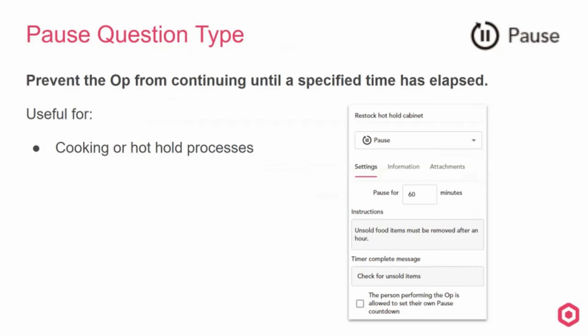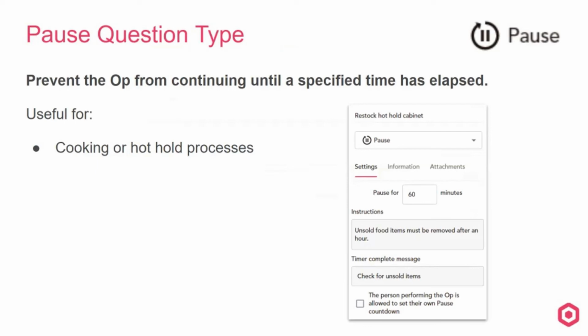Finally, we're coming on to the pause question type. The pause question will prevent a user from answering any more questions in the op, and also it will prevent them from submitting it until a specific time has elapsed. One example of where you might want to use this is for something like a cooking or a hot hold process. I have a screenshot on the right hand side here that just shows how you would configure this in the web app. It starts off with an instruction.